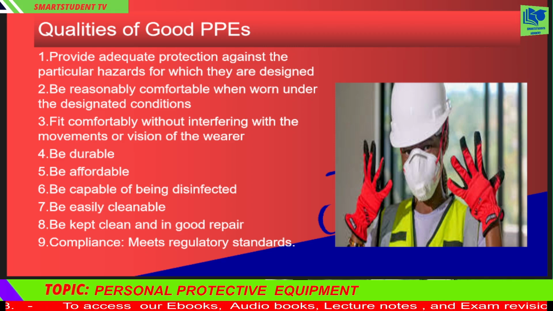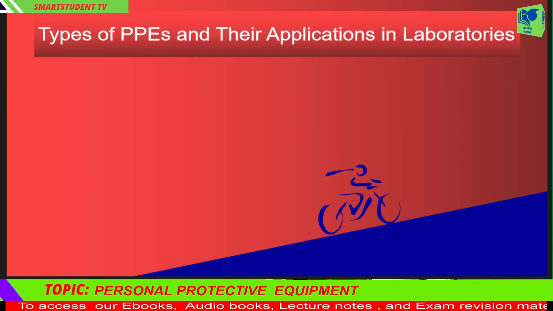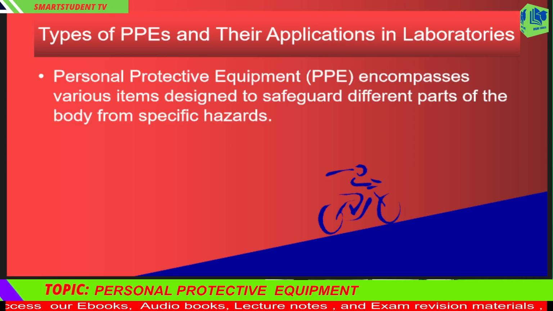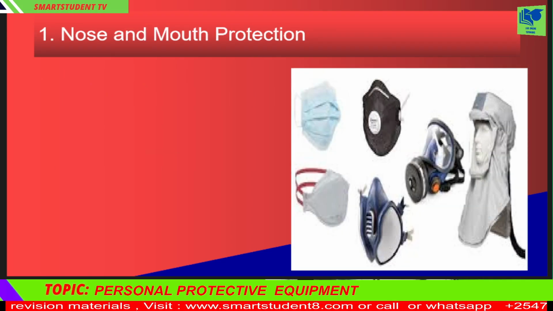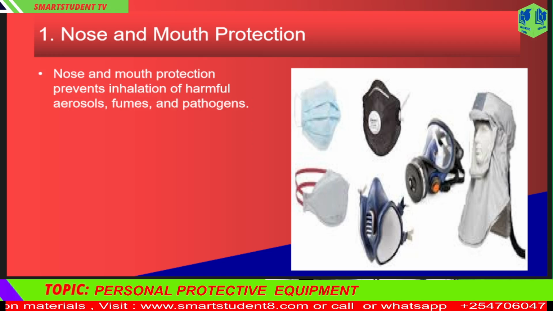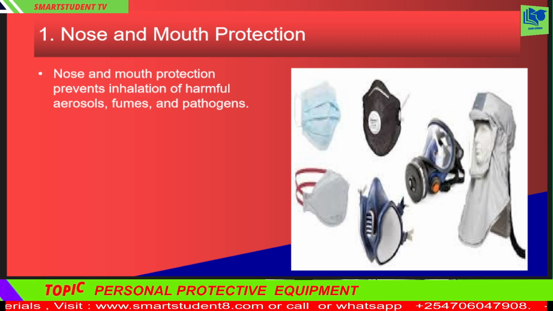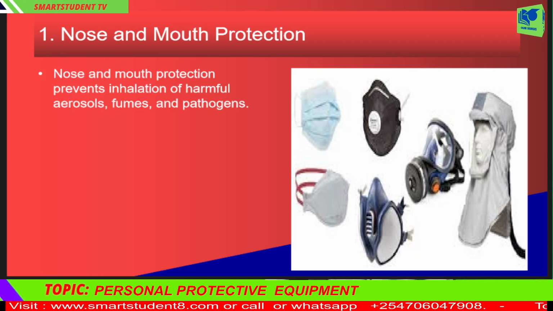Types of PPEs and their applications in laboratories. Personal protective equipment, PPE, encompasses various items designed to safeguard different parts of the body from specific hazards. Each type of PPE is tailored to address unique challenges in the laboratory environment. Below is a detailed overview. 1. Nose and mouth protection. Nose and mouth protection prevents inhalation of harmful aerosols, fumes, and pathogens.